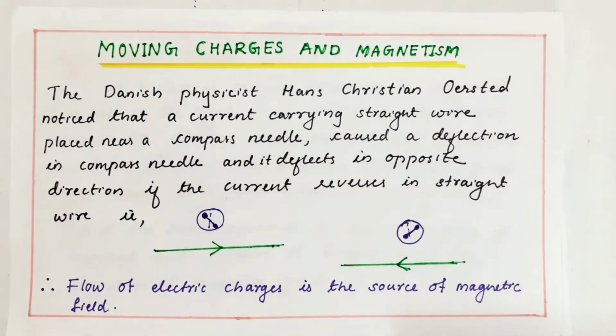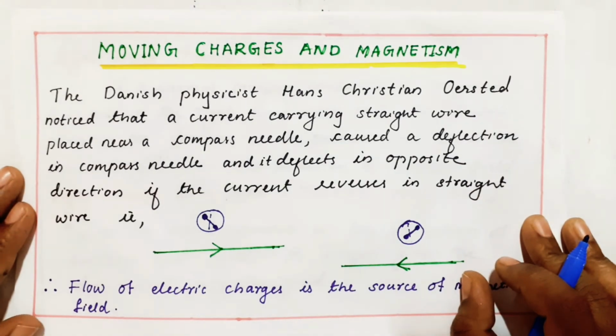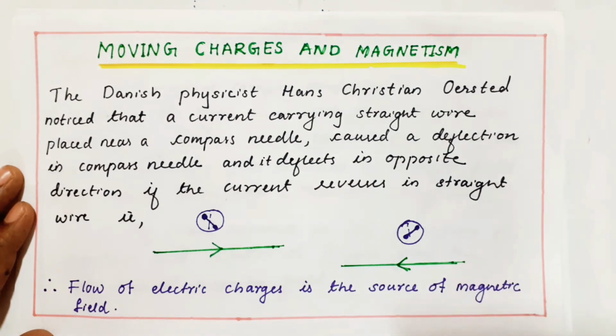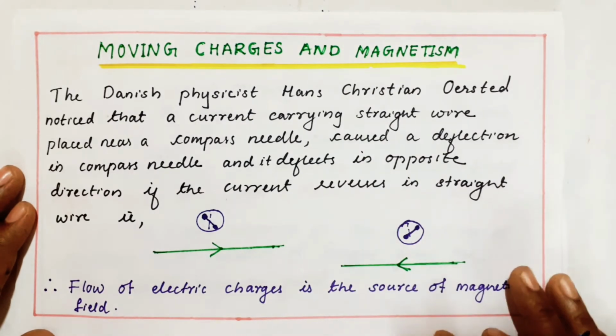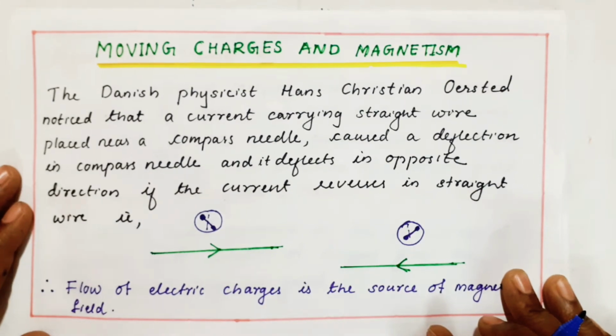In electrostatics, we studied the charges which are at rest, whereas in current electricity, we deal with charges which are in motion. But in moving charges and magnetism, we are dealing with the fact that due to moving charges, we are getting a magnetic field. Due to the movement of charges, we are getting a magnetic field.